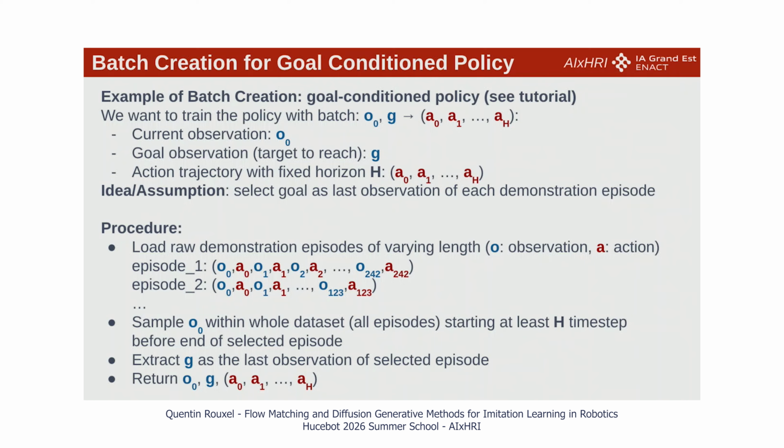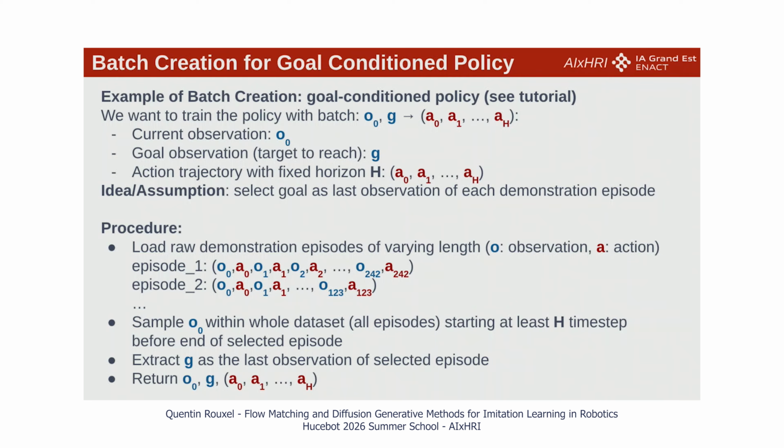Typically the procedure is the following. You have your raw demonstration. You're going to sample an observation in the whole dataset, one that starts at least some time steps before the end of the episode, because you want to extract the observation and the following, let's say horizon, actions. And then you're going to extract the goal as the observation at the end of the selected episode.